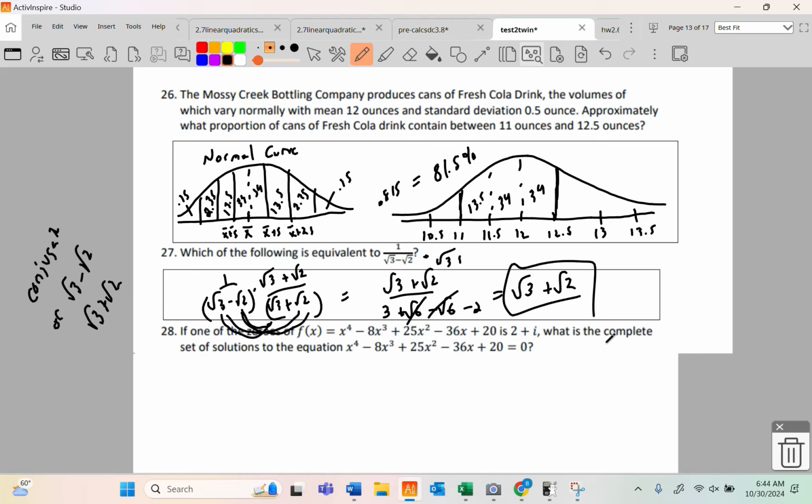That's what it looks like. And it looks prettier that way because it's not a fraction. And most importantly, there's no radical in the denominator.